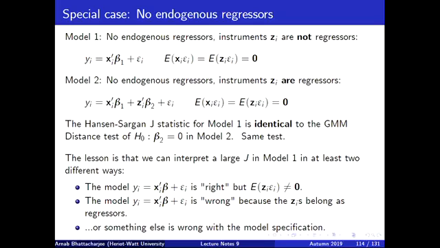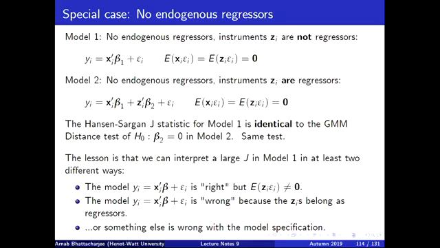So this was our original model, first model. This is our second model, right? The Hansen-Sargan J test is identical to the GMM distance test for beta 2 equal to 0 in model 2, right? So the lesson is that we can interpret a large J in model 1 in two ways.